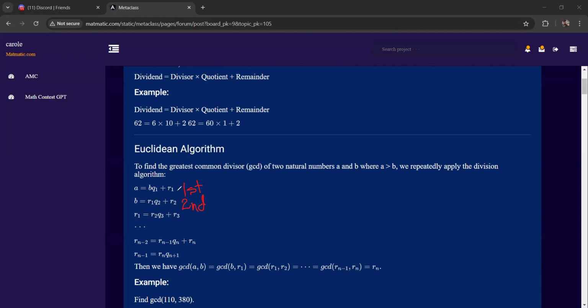And then you repeat the process all over again. You take the first remainder and that becomes the dividend and the second remainder becomes the divisor and you get a new quotient and a new remainder as well. And then you just keep going until you have no remainder.